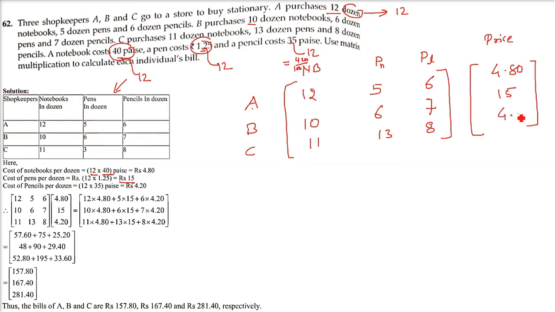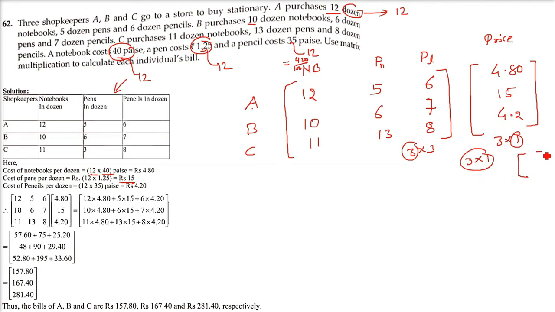We can convert it: 4.8 is the cost of the first element, the notebook. The pen is 15, and the pencil is 4.2. So 3 by 3 and 3 by 1. When you multiply this, you will get 3 by 1. This is the final one. So you get 3 values, and that is what we wanted.